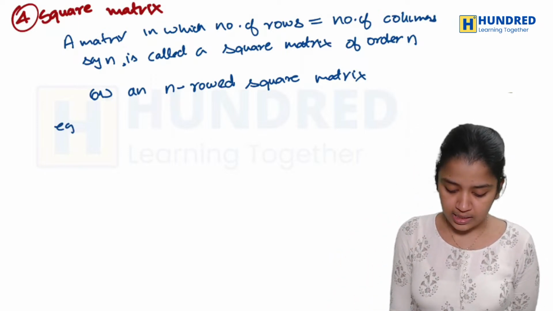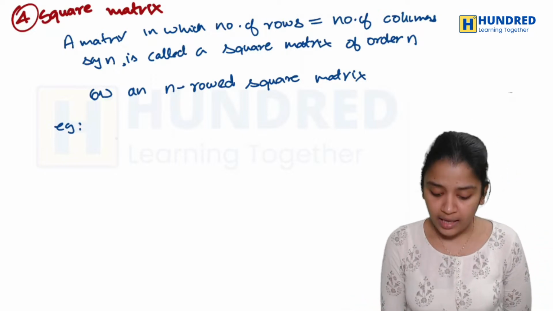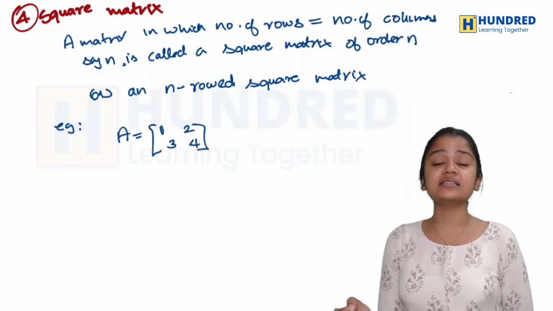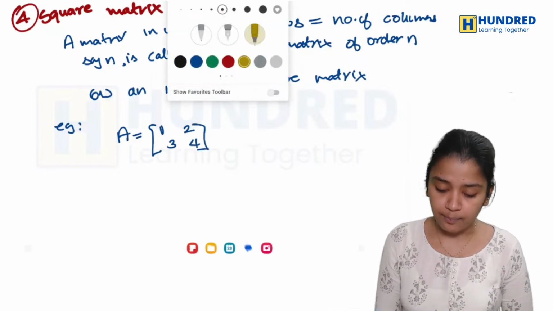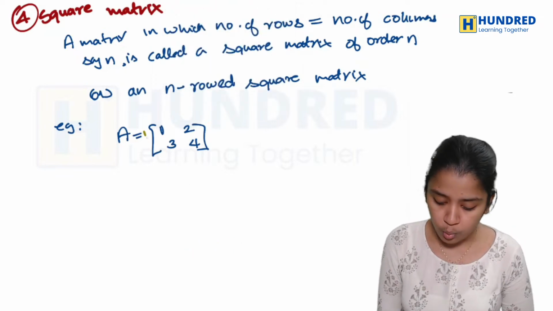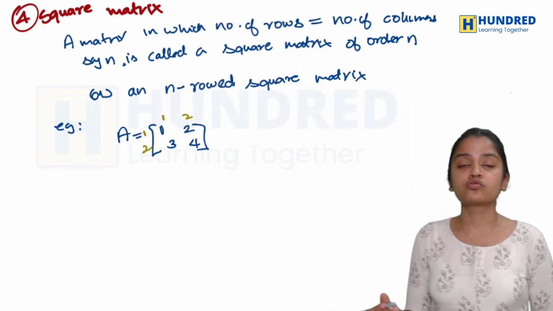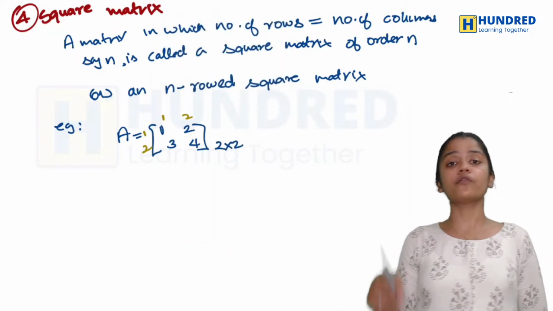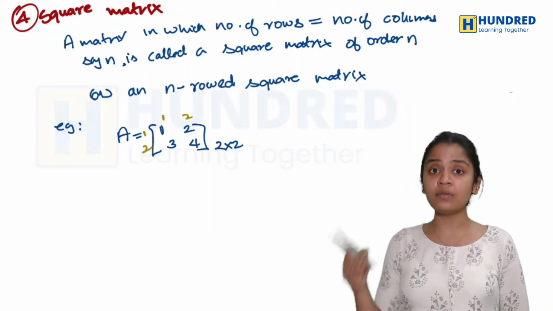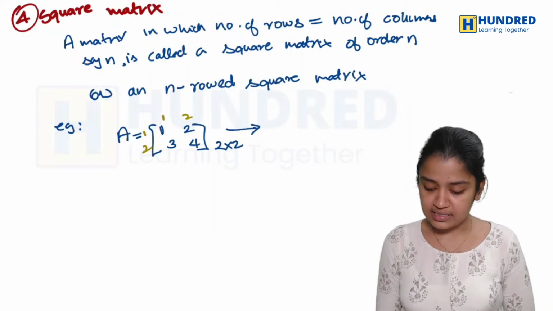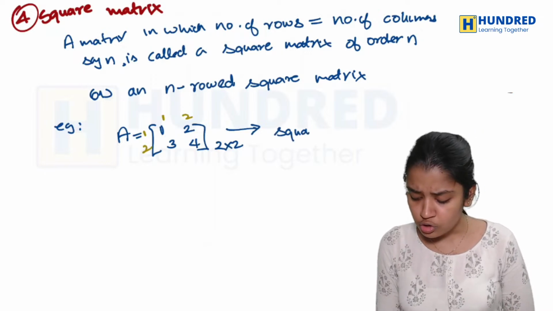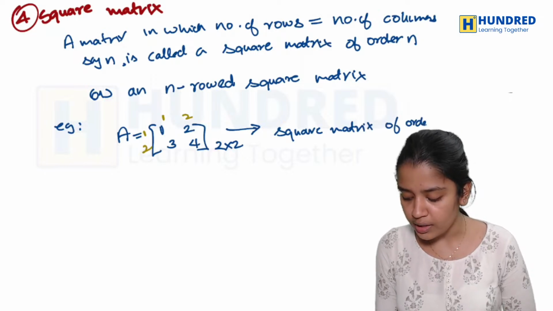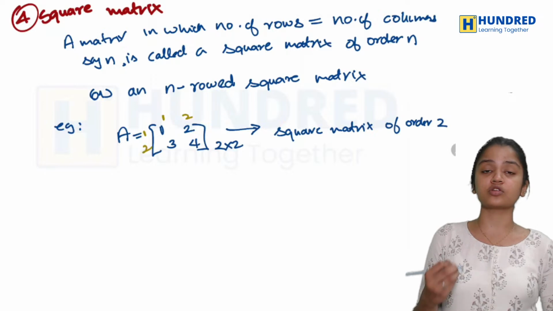In the first example, A is equal to 1, 2, 3, 4. What is the number of rows? There are 2 rows, so you have a 2 cross 2 matrix. The number of rows is equal to the number of columns, which is 2. So this is a square matrix of order 2.